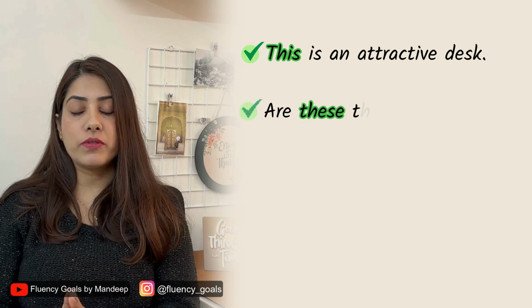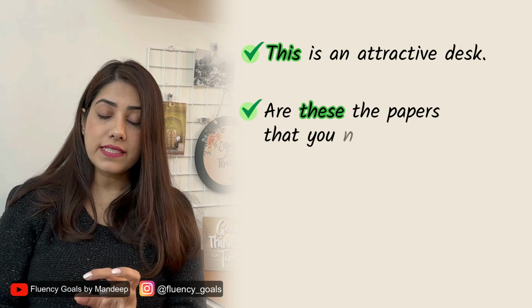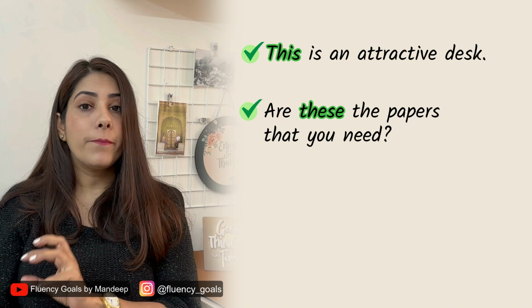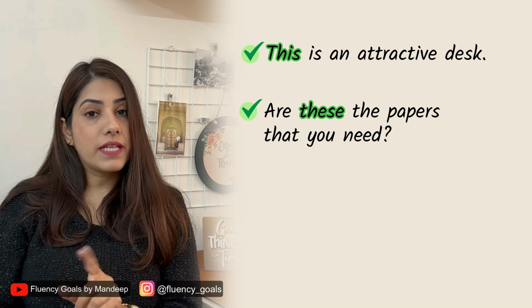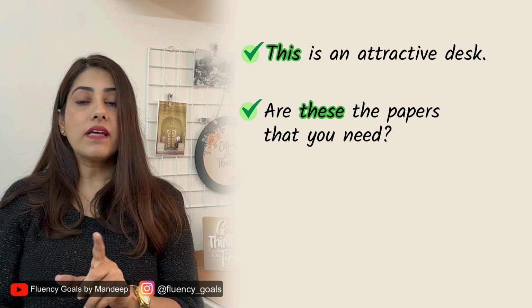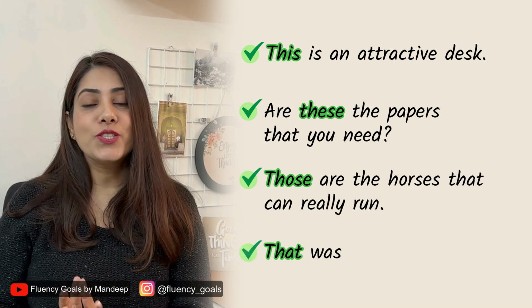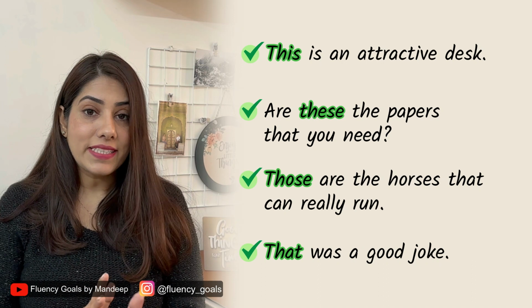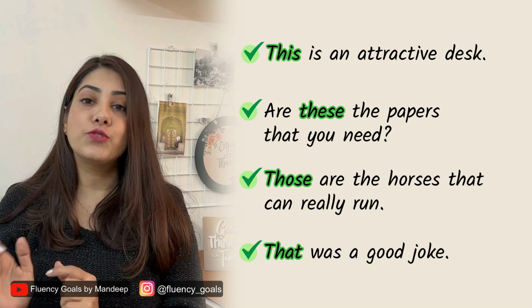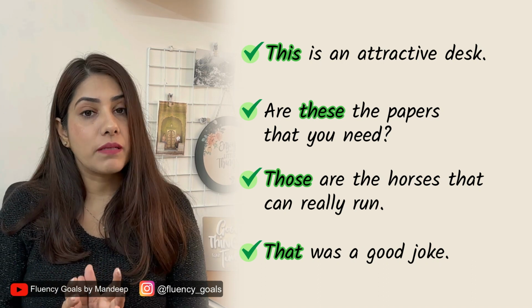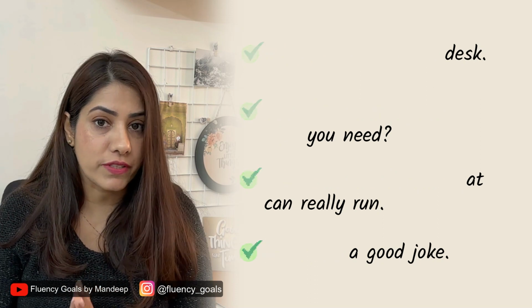Are these the papers that you need? Here these are pointing out the noun papers. These is a demonstrative pronoun. Those are the horses that can really run. That was a good joke. So here that is pointing out the joke. So that becomes a demonstrative pronoun here.